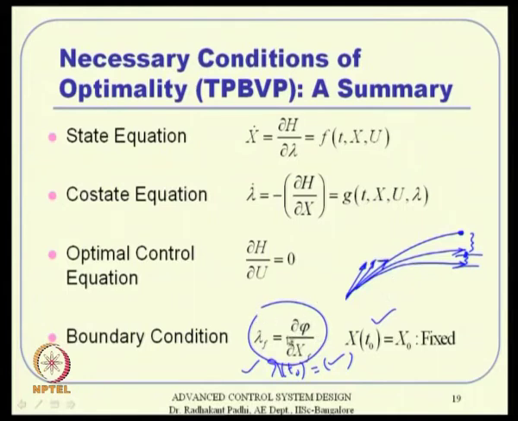So, that will throw me some error in lambda f, and using that error in lambda f, I should be able to correct my initial guess of lambda. Okay, so that is the procedure.